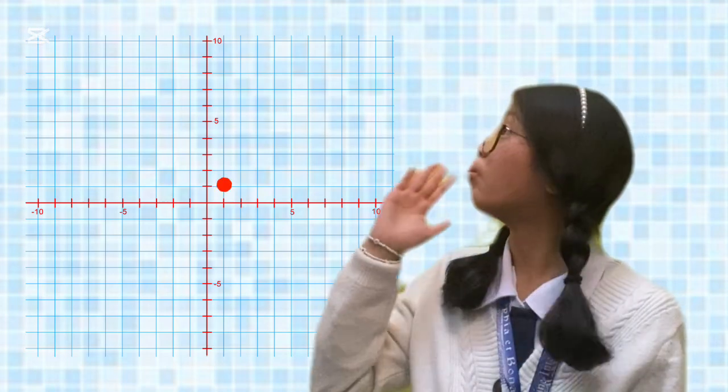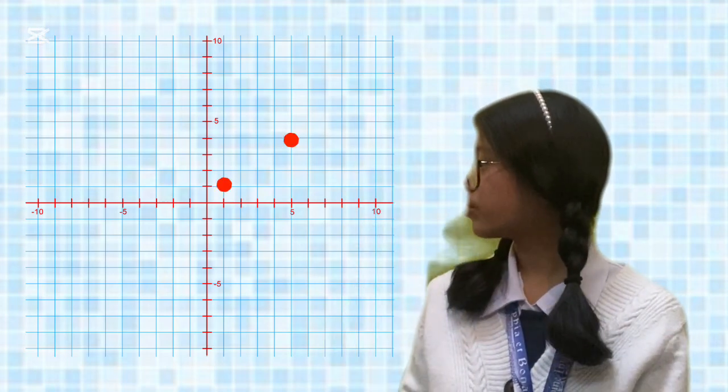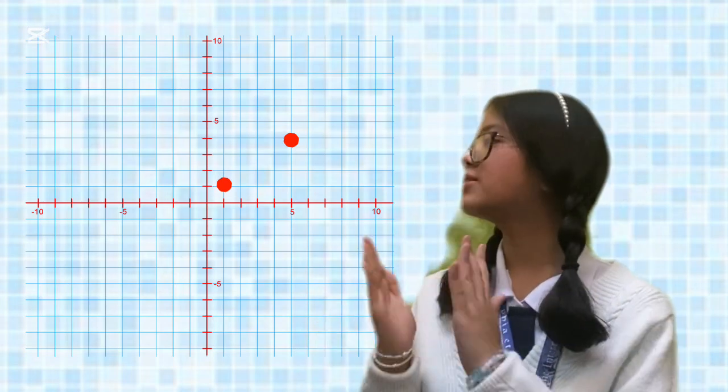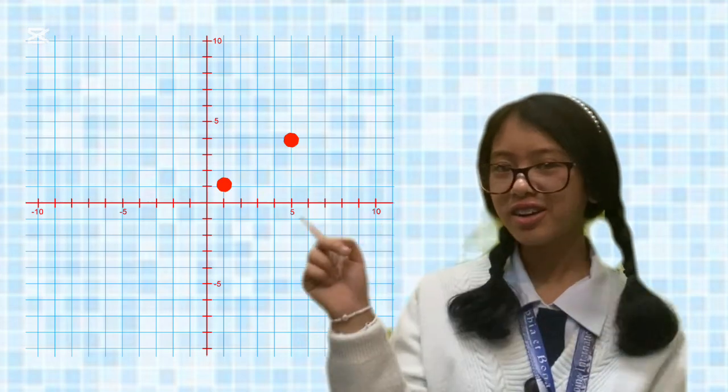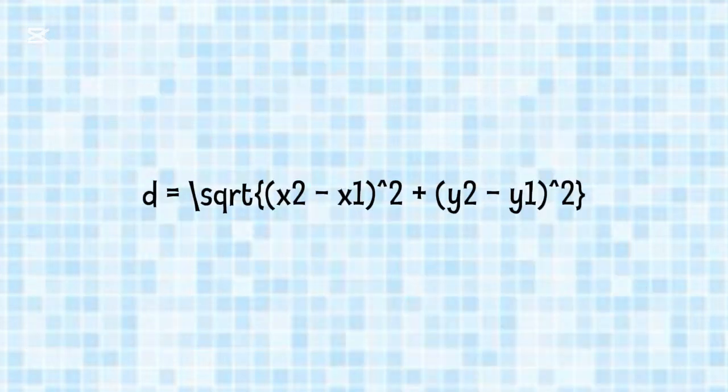is both negative. Now, what if we had two coordinates, like (1, 1) and (5, 4), and we want to find the distance between these two? That's simple. Just use the distance formula right here. This formula explains that distance equals the square root of (x sub 2 minus x sub 1) squared plus (y sub 2 minus y sub 1) squared.